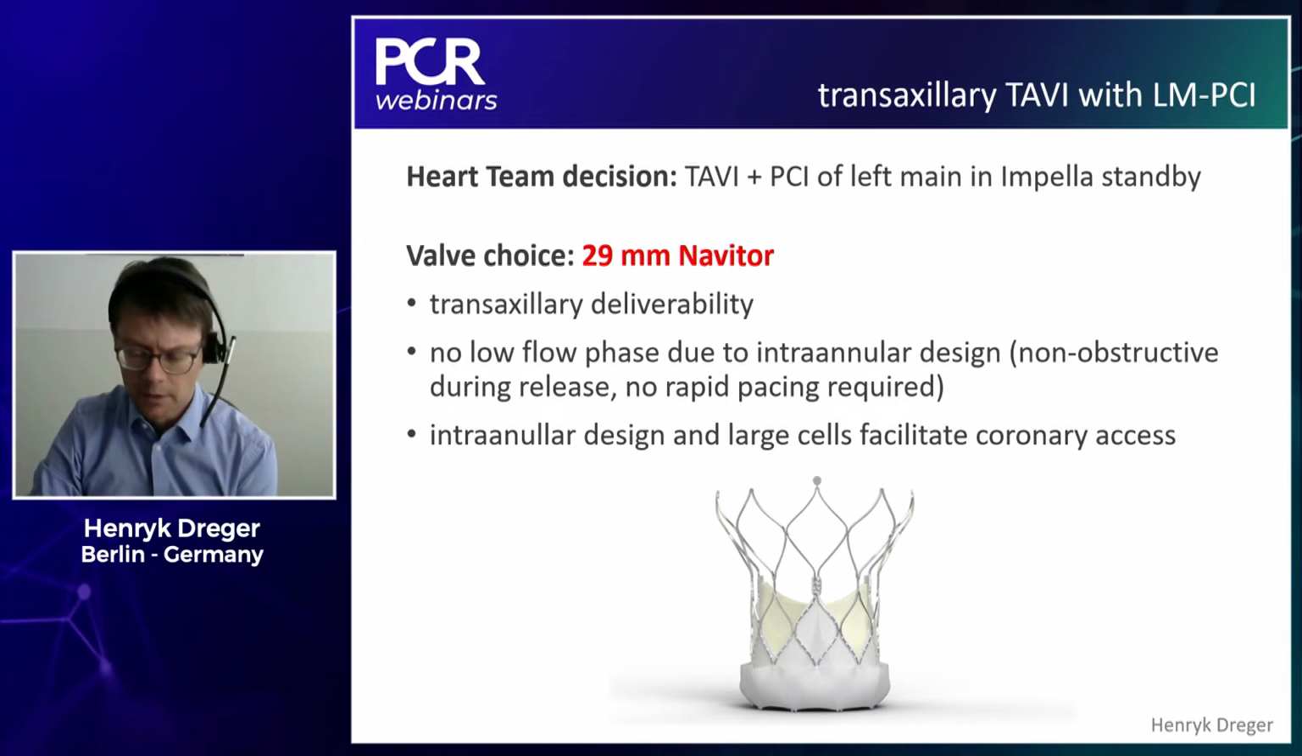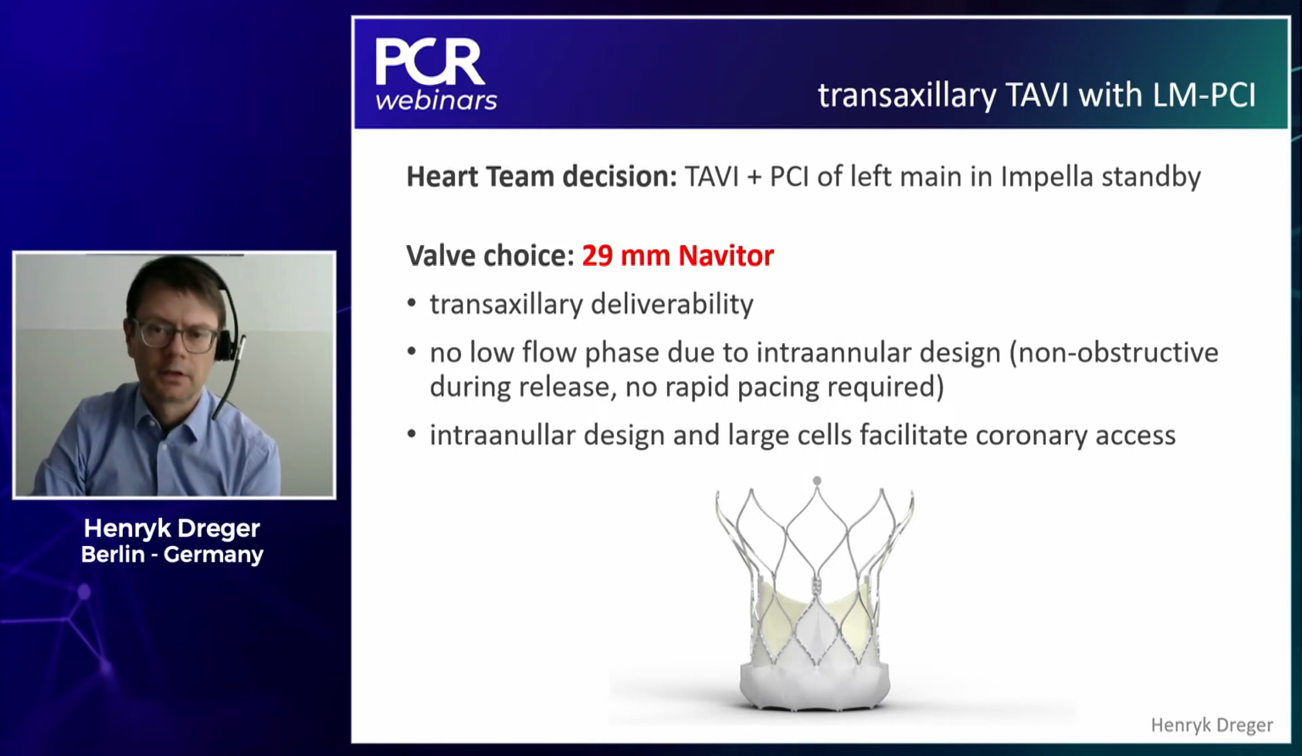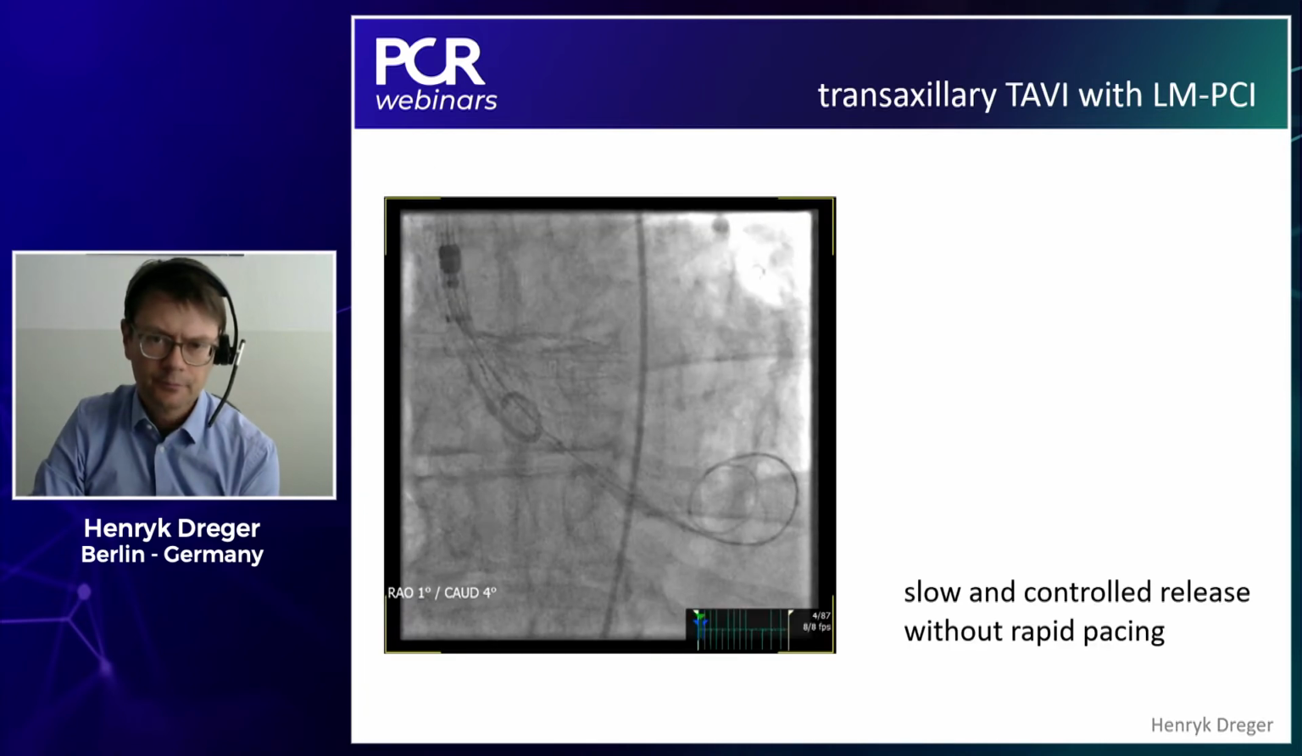So we usually prefer a valve with an intra-annular design, which is basically working immediately upon release, such as the Navitor. This was a big plus for us in the planning, and this is why we went for the Navitor. And in addition, of course, due to the intra-annular design, the large cells, we thought that this would facilitate coronary access, even though we didn't actually attempt any form of coronary alignment.